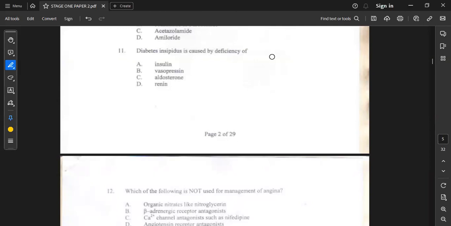Dr. Berry has tweeted the symptoms of diabetes insipidus: the polyuria, polydipsia, excretion of large volumes of dilute urine.